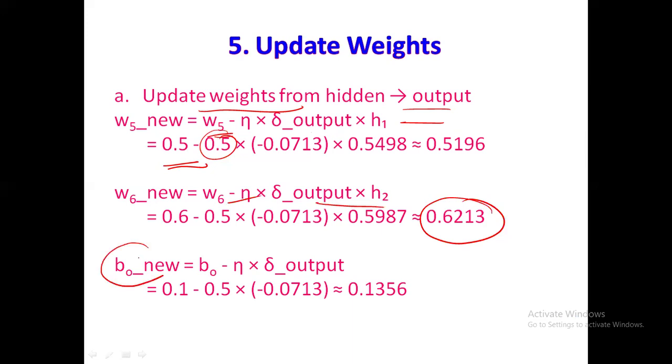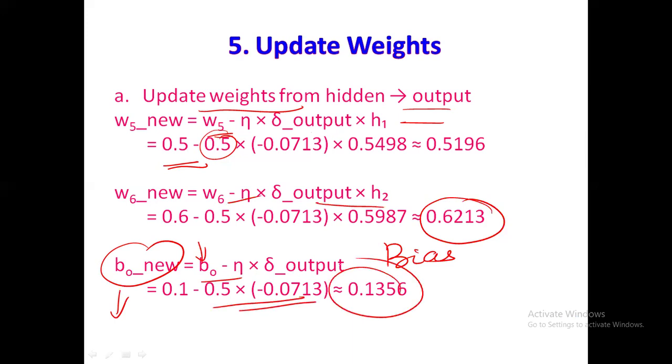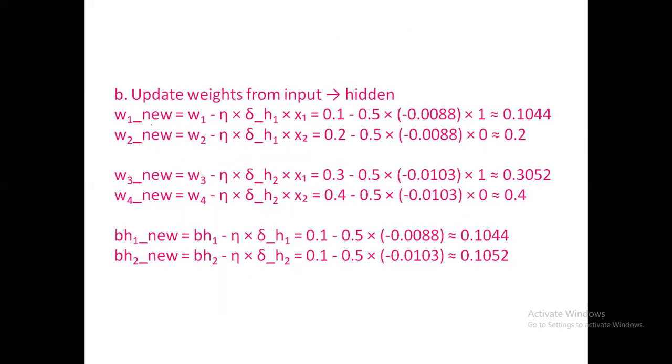And also we have to update the value for bias. The formula is the same, only thing is we take b naught instead of w, with eta and del output. We are substituting, we are getting 0.1356. So similarly, update the weights from the input to hidden.